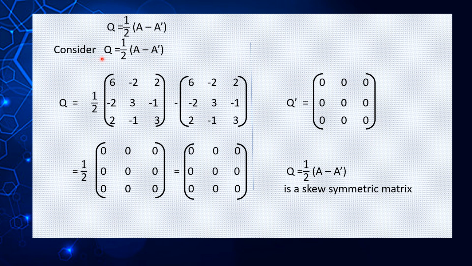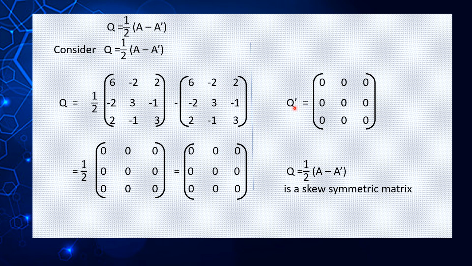Now let's consider Q is equal to half of A minus A transpose. Q is equal to half of 6 minus 2, 2 minus 2, 3 minus 1, 2 minus 1, 3 minus 6 minus 2, 2 minus 2, 3 minus 1, 2 minus 1, 3, which is equal to half of 0, 0, 0, 0, 0, 0, 0, 0, 0, which is equal to the zero matrix.